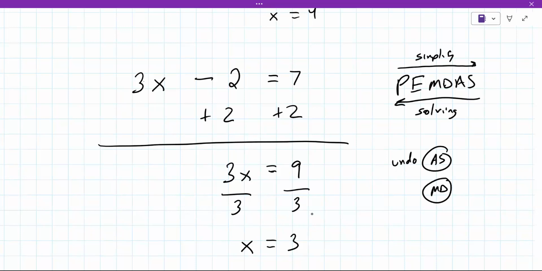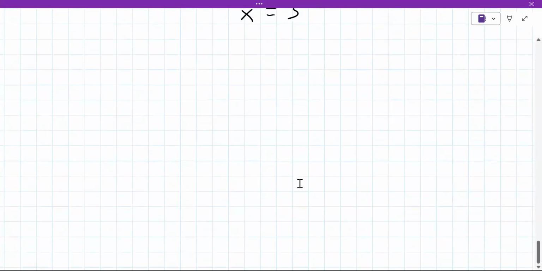And you only do it with the middle number? Well, your goal is to get the variable by itself. So you have to undo everything that's keeping the variable from being alone. So let's try another one here. Let's try 4x plus 1 equals 17, for example.